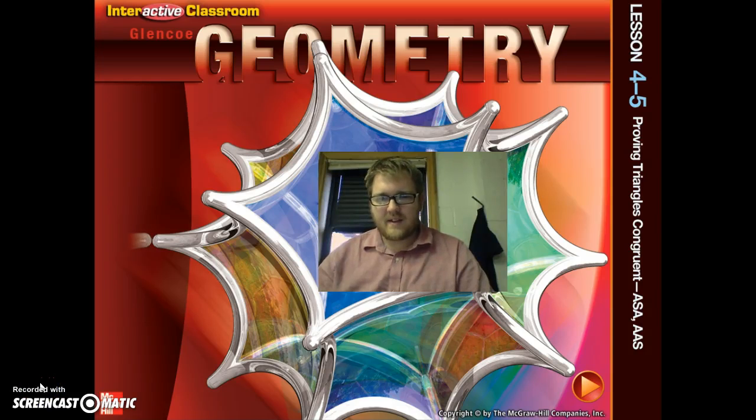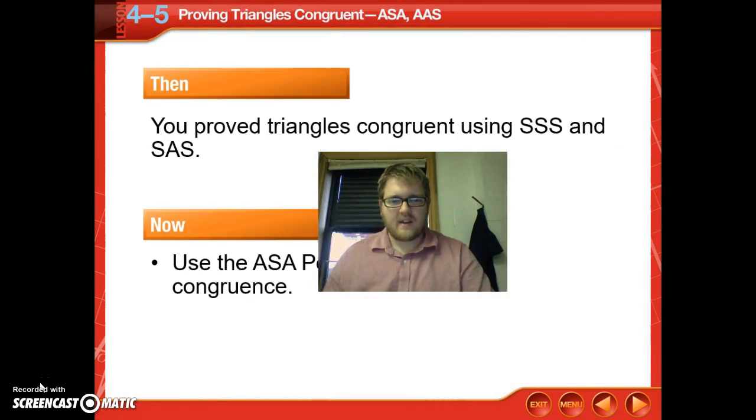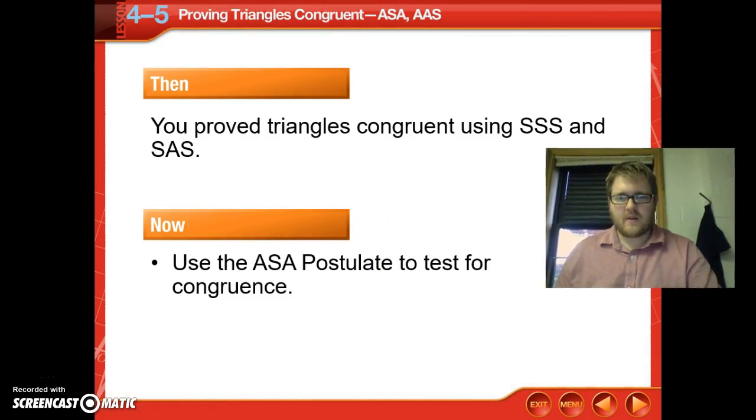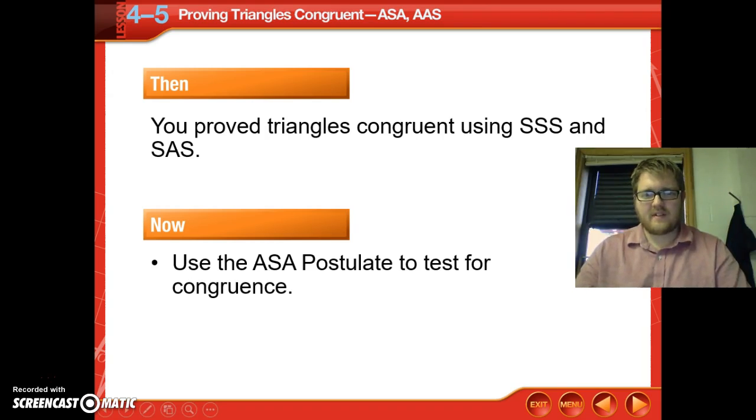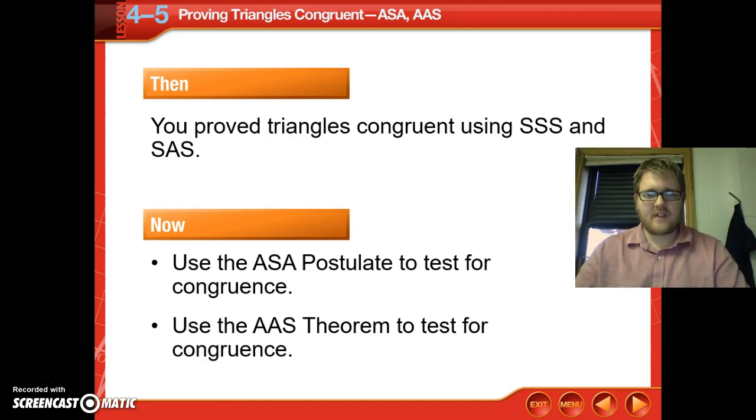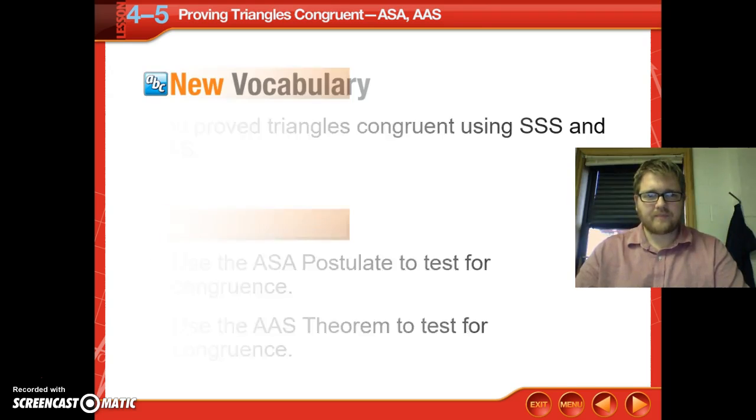Hi, and welcome to today's lesson on proving triangles congruent. We're going to look at two new methods, the ASA, or angle-side-angle, as well as the AAS, angle-angle-side. Very similar to our previous postulates, side-side-side and side-angle-side. Now we're just going to use this postulate and theorem to test for triangle congruence in a different way.